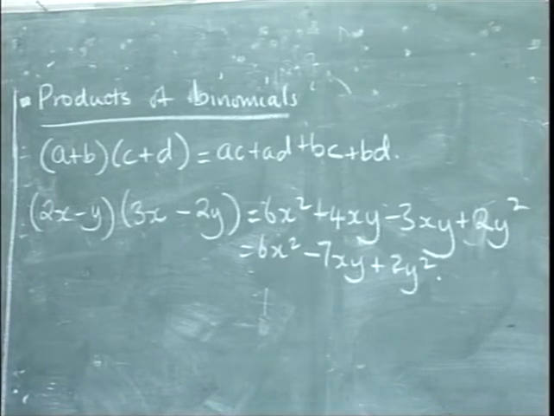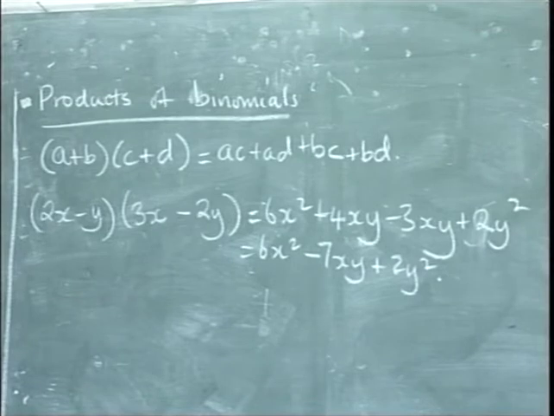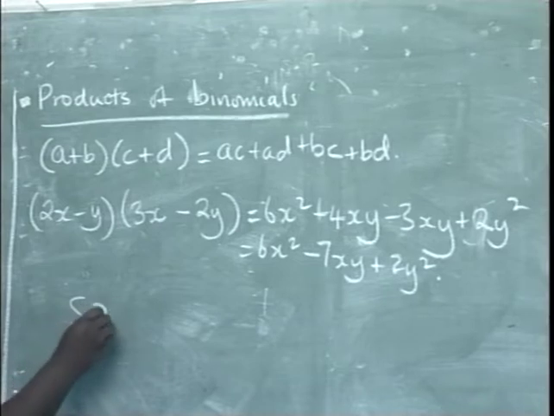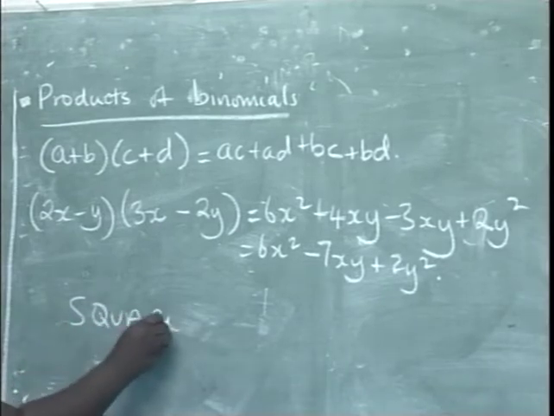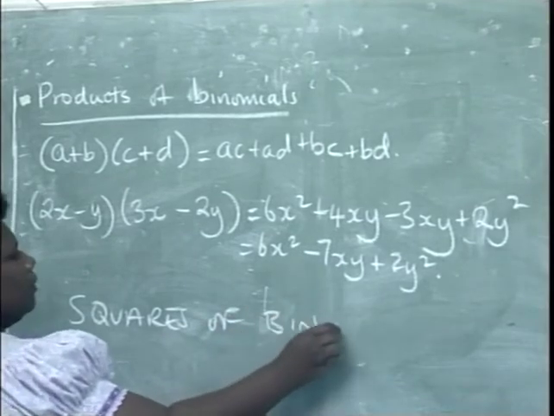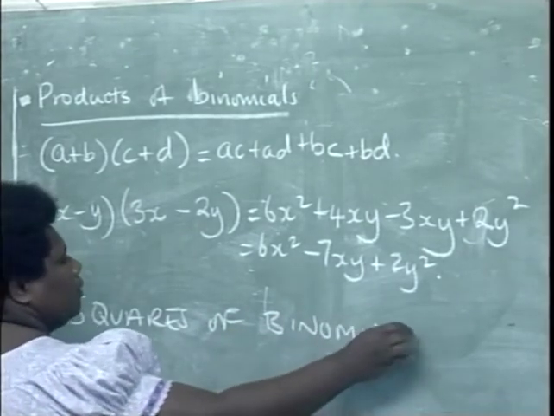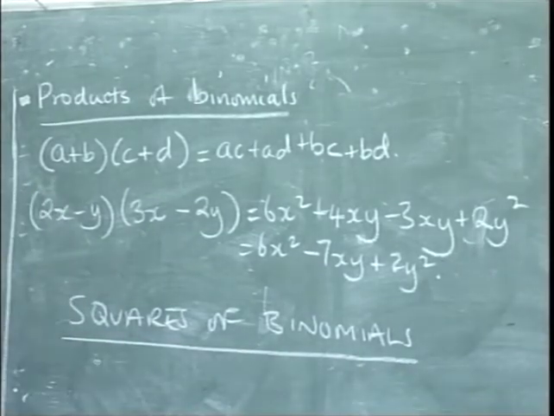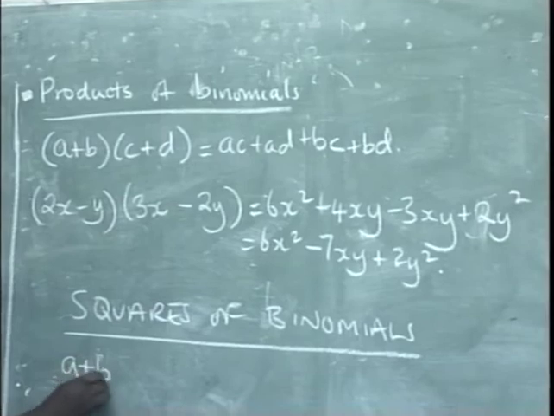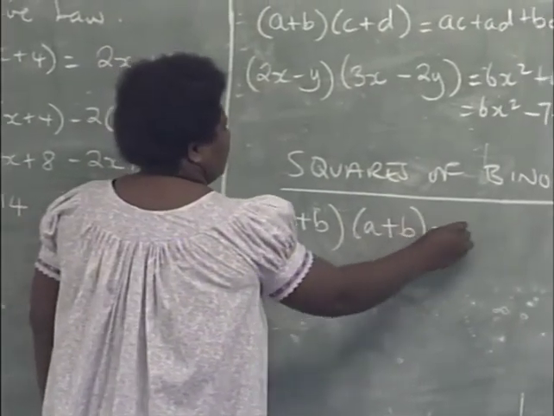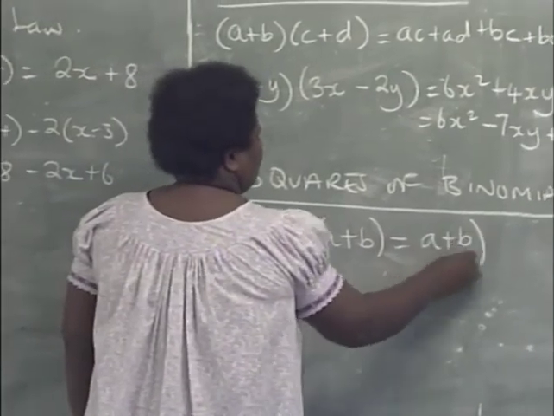Okay, when we look at products of binomials, there are two special cases. The first case is when you have squares of binomials. For instance, a plus b times a plus b, or a plus b squared.